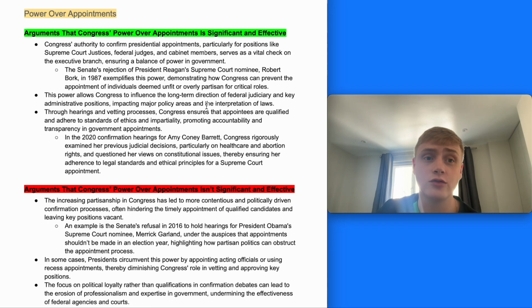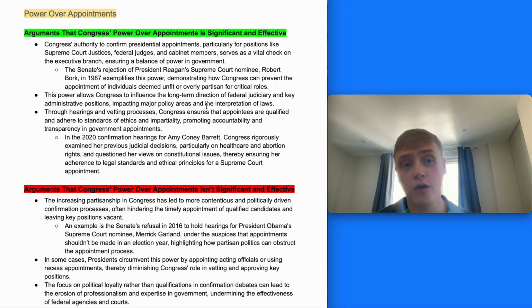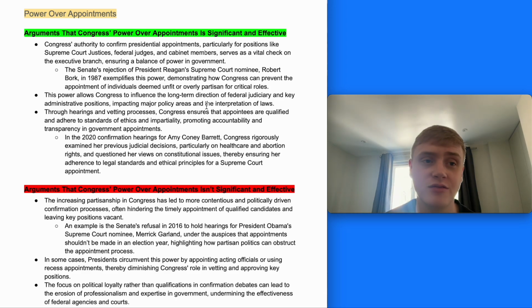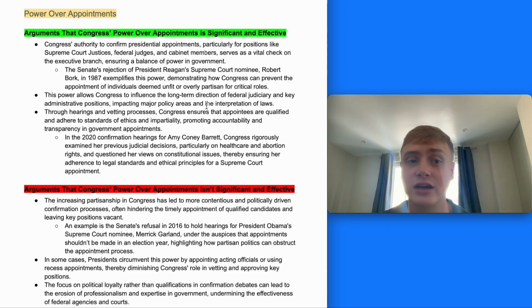On the one hand, it can be argued that Congress's power of appointments is significant and effective. Its authority to confirm presidential appointments, particularly for positions like Supreme Court justices, federal judges, and cabinet members, can be seen as a vital check on the executive branch, ensuring a balance of power in government. For example, Reagan's Supreme Court nominee Robert Bork was rejected in 1987, which shows how Congress can prevent the appointment of individuals deemed unfit or overly partisan for critical roles.